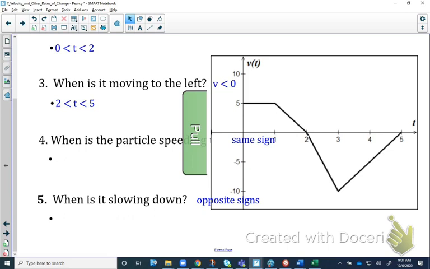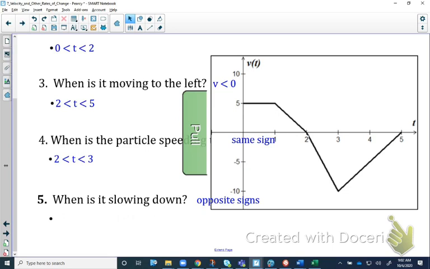From 1 to 2, the velocity is positive because it's above the x-axis, but the slope of that line means its acceleration is negative. Now, between 2 seconds and 3 seconds, or 2 to 3, I keep saying seconds, I'm not sure what the time interval is, but between 2 and 3, the velocity is negative, meaning it's below the x-axis. And the slope of that segment is also negative. So in that case, between 2 and 3 seconds, we have the same sign for the velocity and the acceleration. That means it is going to be speeding up at that point.